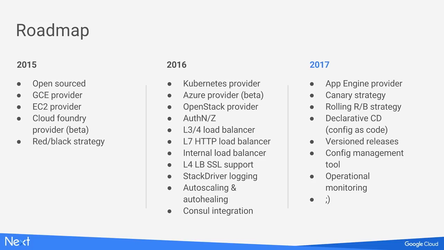And in 2017, what we're working on is adding an App Engine provider. That's actually pretty much done, and we're ready to start taking alpha testers. I'll tell you how to reach out to us later. We're beginning formal support for a Canary strategy that's available in the OSS realm. Google and Netflix are working very closely on this, and we expect to be at a pretty good point in the latter half of this year. We're going to be introducing a rolling red-black strategy. That's also at a very good place already.